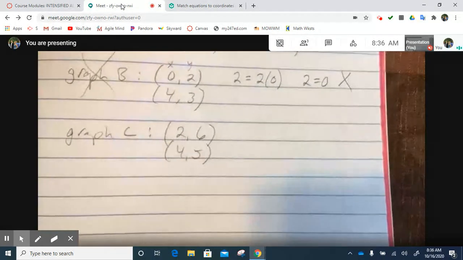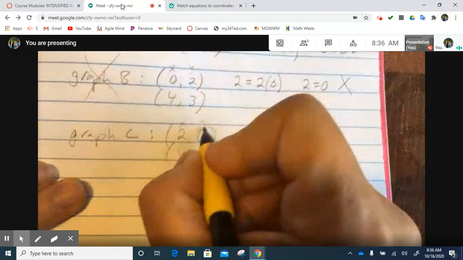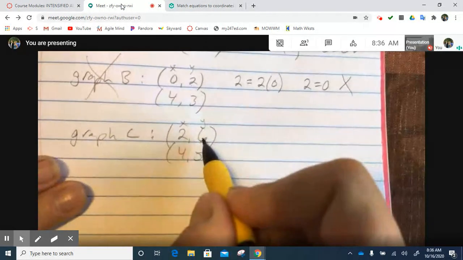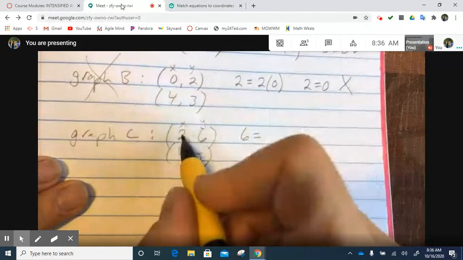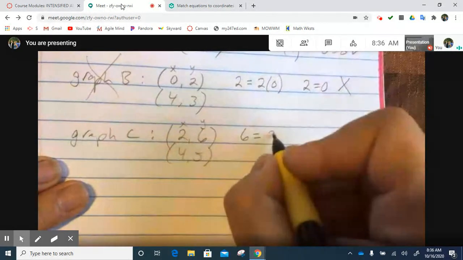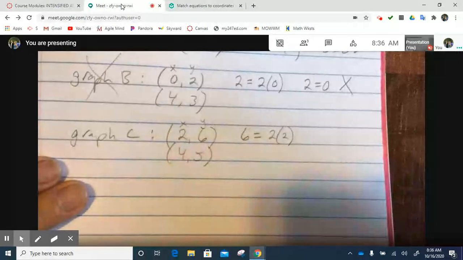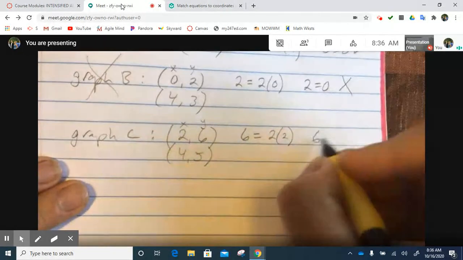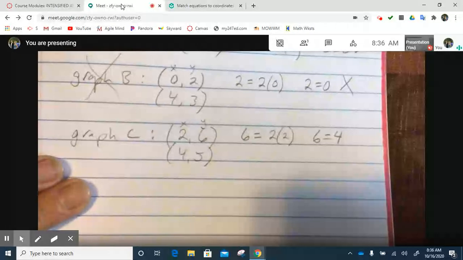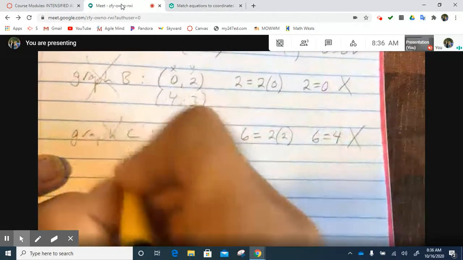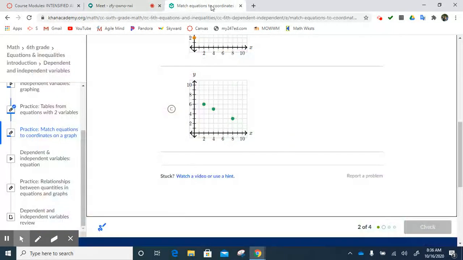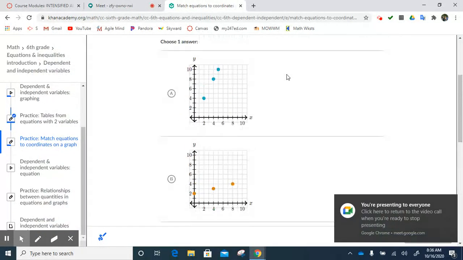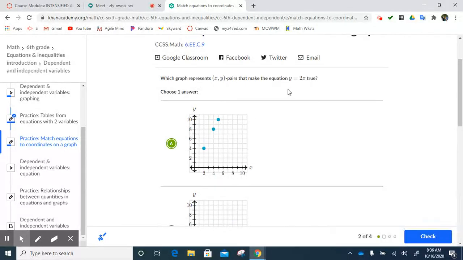Okay, let's check graph C. We have our x, we have our y. Okay, let's put 6 in for y. So we'll have 6 equals, put 2 in for x. 2 times 2. Well, 2 times 2 is 4, so this gives us 6 equals 4. Not a true statement. So graph C is out. So we know that only graph A will match this equation.